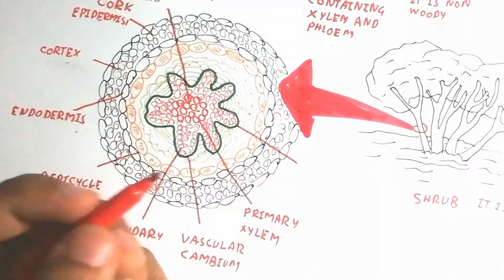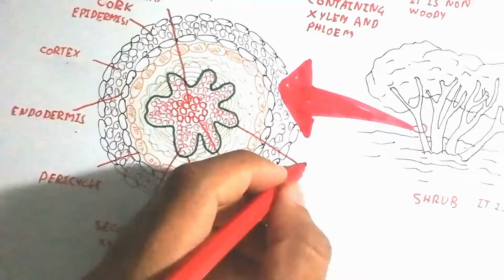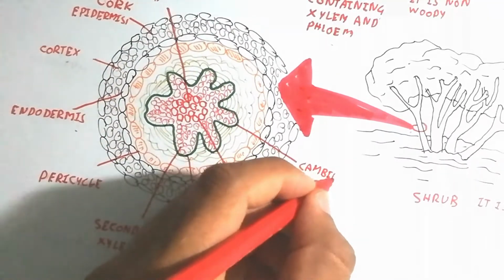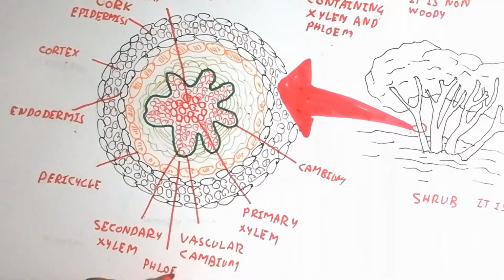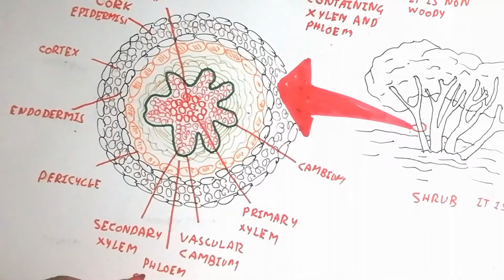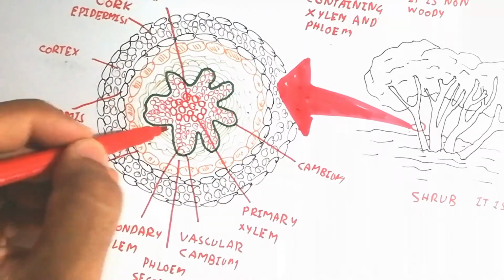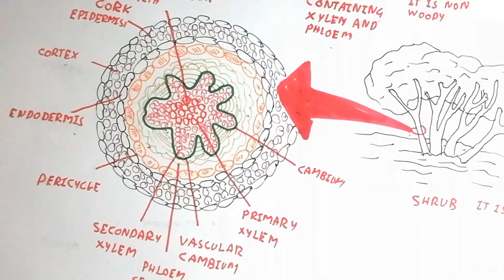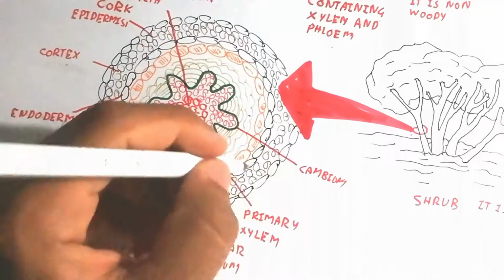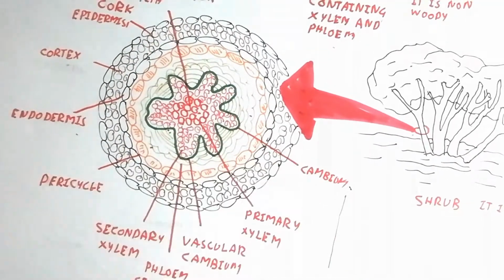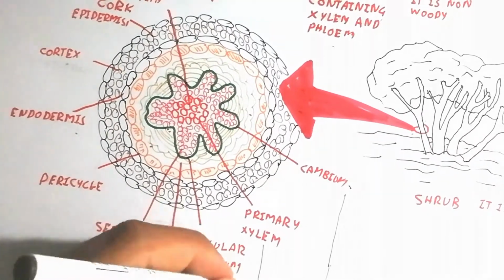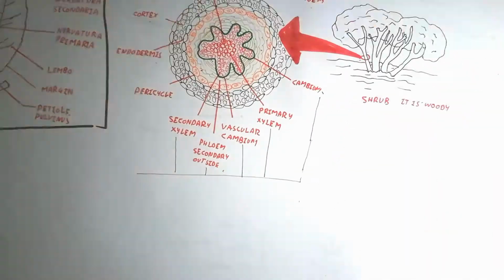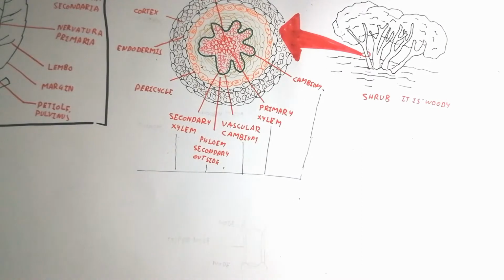Here is the primary xylem, and here is the vascular cambium. Here the pith is present, and here is the vascular bundle containing xylem and phloem, with the cambium. This cambium ring is very important. The inside of the cambium will grow xylem, and the outside of the cambium will grow phloem. So the phloem goes outside and the xylem goes inside, forming the secondary xylem and secondary phloem.